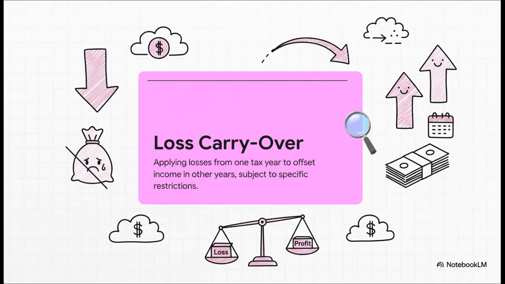You can think of it as a sort of financial shock absorber. The tax system recognizes that income, especially from business or investments, isn't always a straight line up. You have good years and you have bad years. This provision allows you to smooth out that volatility, preventing a single bad year from unfairly penalizing you while you're paying high taxes in profitable years.